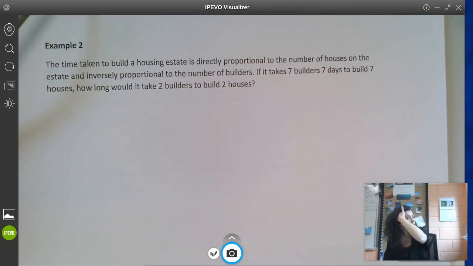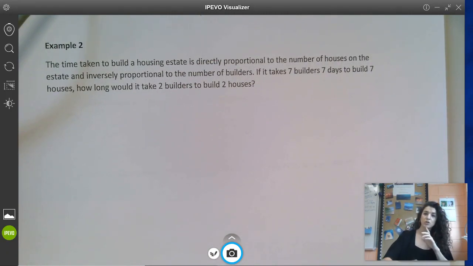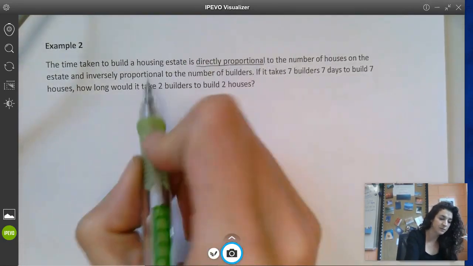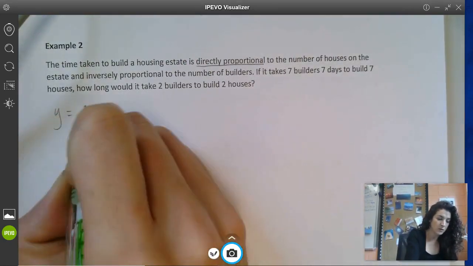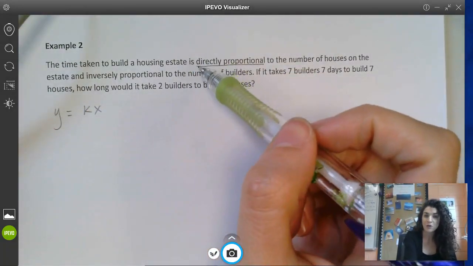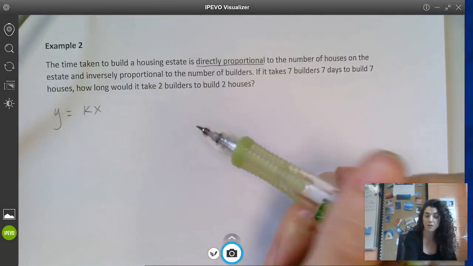Example number 2 is with variation. It says that the time taken to build a house is directly proportional to the number of houses. Pause. Directly proportional. That is y equals kx. So step 1, when you see directly proportional, underline it and write your formula.